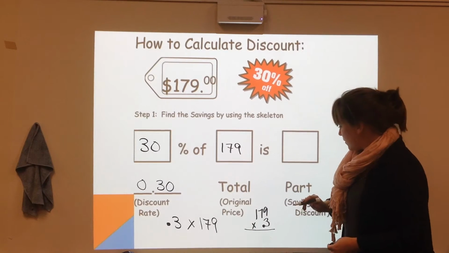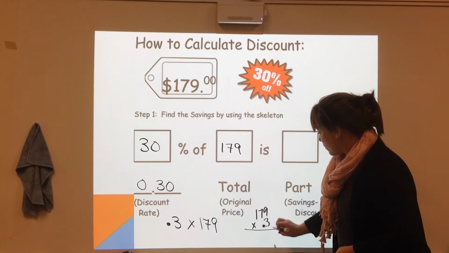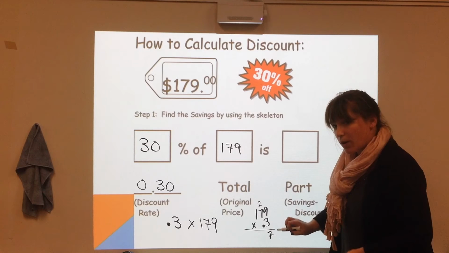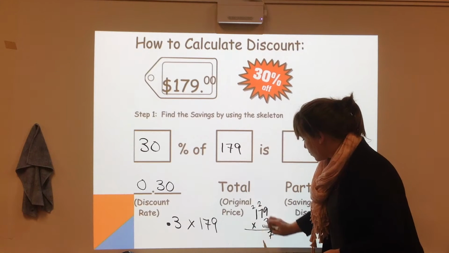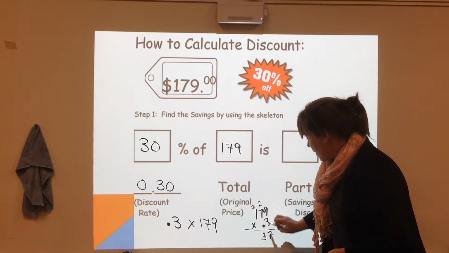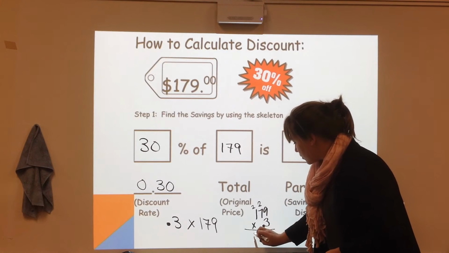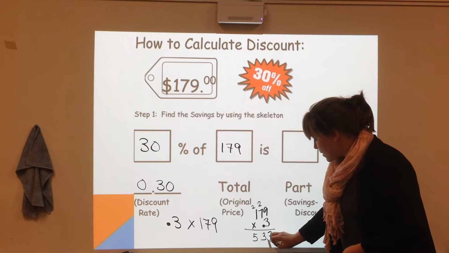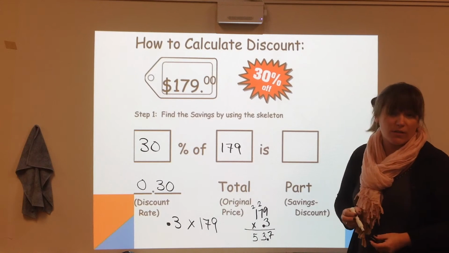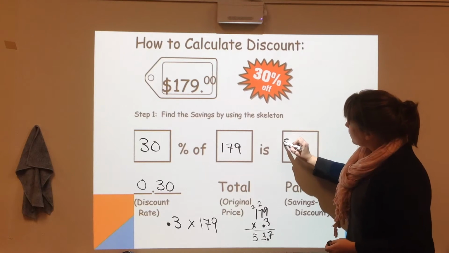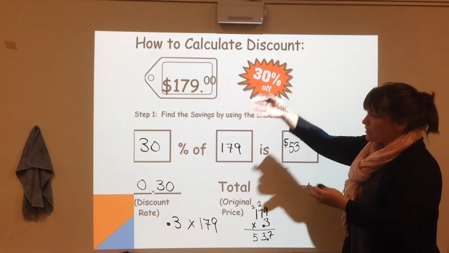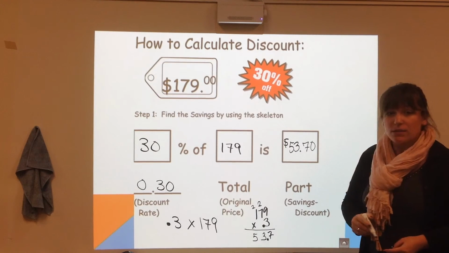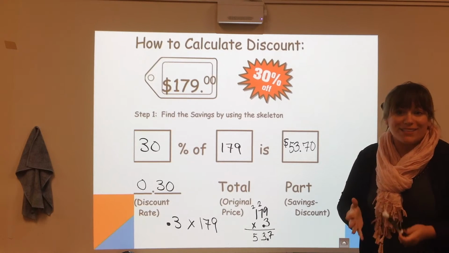So let's multiply this and find our savings. 9 times 3, 27. 7 times 3, 21, plus 2 is 23. And then 3 times 1 plus 2 is 5. Since there's one decimal spot next to the 3, we need one decimal spot, so the 7 is in the 10th place. So we are saving by buying that item, say it's a fishing pole or something like that, $53.70 because of that item being on sale.